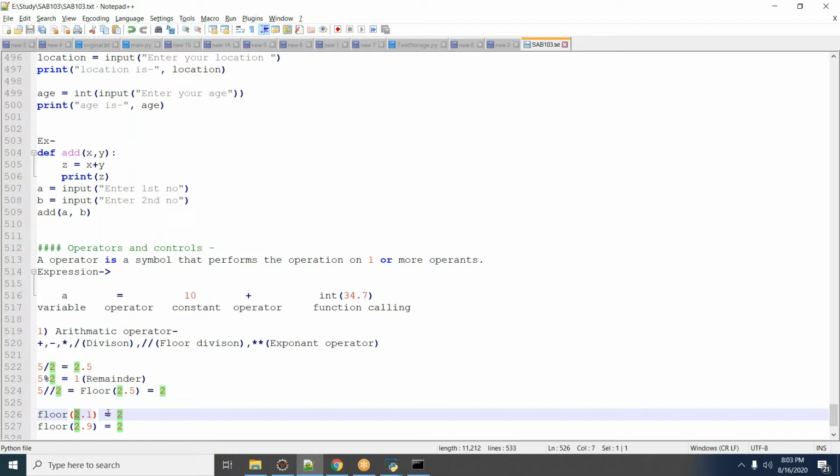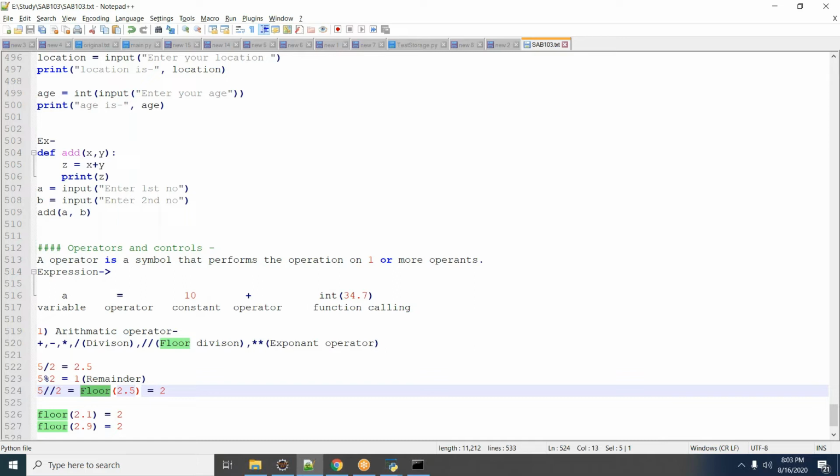So we have two types of values: generally we have the floor value and the ceil value. Floor and ceil are not the concept of this operator, because they are from the math module, so we have to import it first. Floor will return the minimum value.